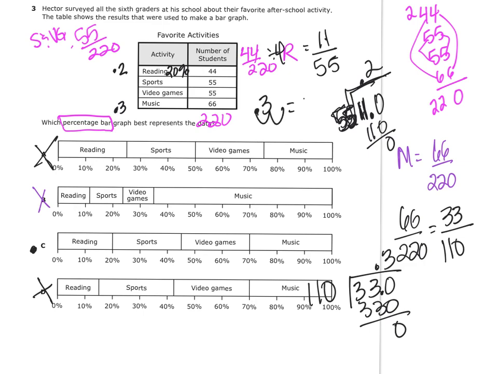1, 2 equals 30%. So if this was 20% and this was 30%, that means these two have to be 50% together. So 55 and 55 is 110. Is that half? So yeah, C is the answer choice.